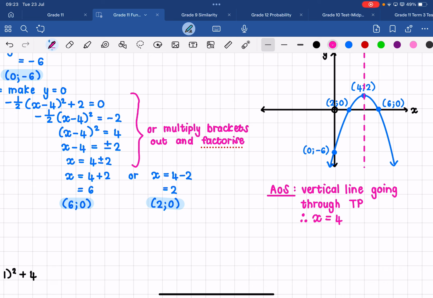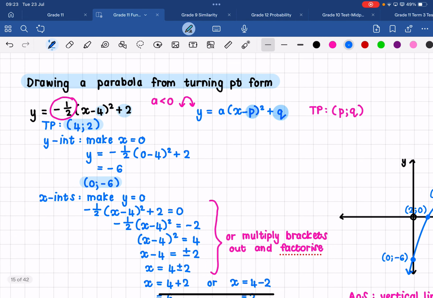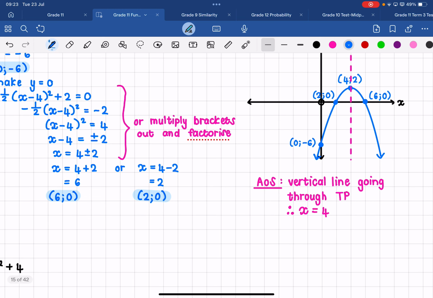And that will always be the case. It will always be x equal to the x value of your turning point. Where do I get the x value of the turning point from in this equation? It's over there, isn't it? It's p. So the axis of symmetry is always going to be x equals p. If they've given you the equation in turning point form, you can actually see that straight away.